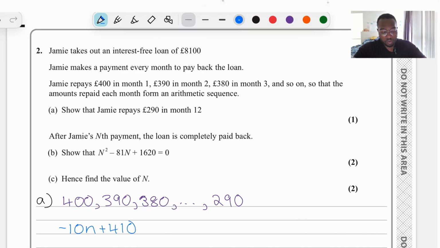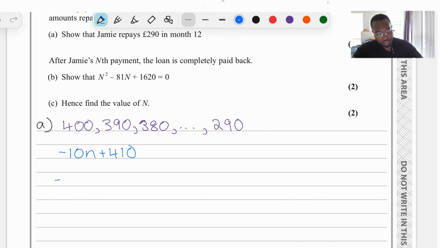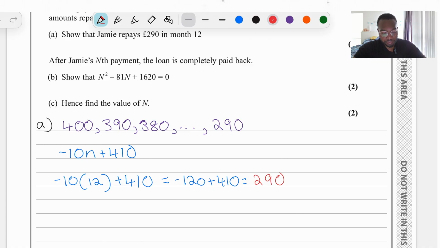And if we know that Jamie repays 290 in month 12, we could just put 12 into n, and that should give us 290. So very simple, just do minus 10 times 12, plus 410, and if you work that out, you get minus 120 plus 410, and that gives us our 290.